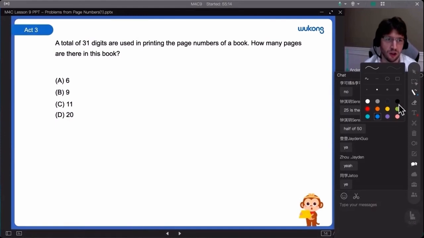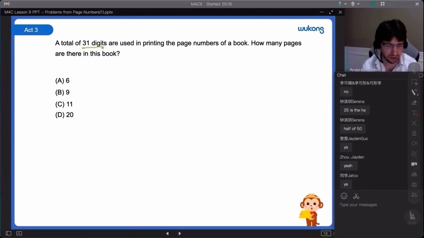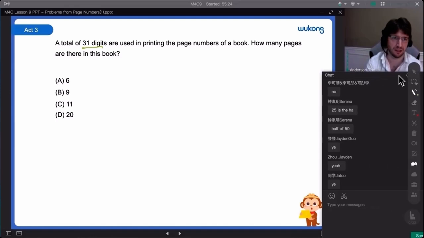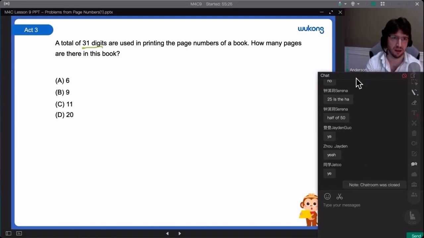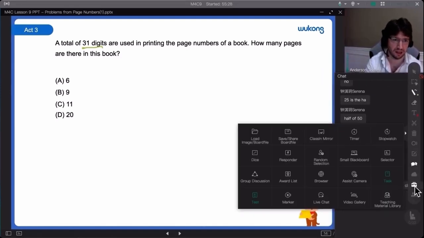All right, so let's try this, and I can help you guys with the steps. So there are a total of 31 digits in some book, right? So the book has a total of 31 digits. We want to figure out the number of pages. So I'll give you guys a minute to think about setting this up the way we just did, and then I can help you break it down.